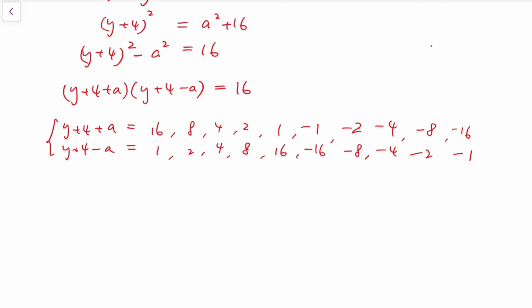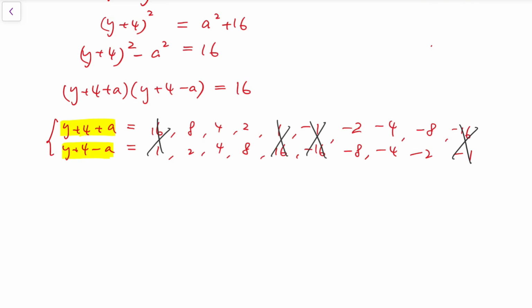But notice that because we want a to be an integer, and same for y, these two expressions, the sum and the difference, actually have the same parity. So we can't have cases like 16 and 1 or -1 and -16. So we can cross them out. Fewer calculations required. Then we can solve the rest.